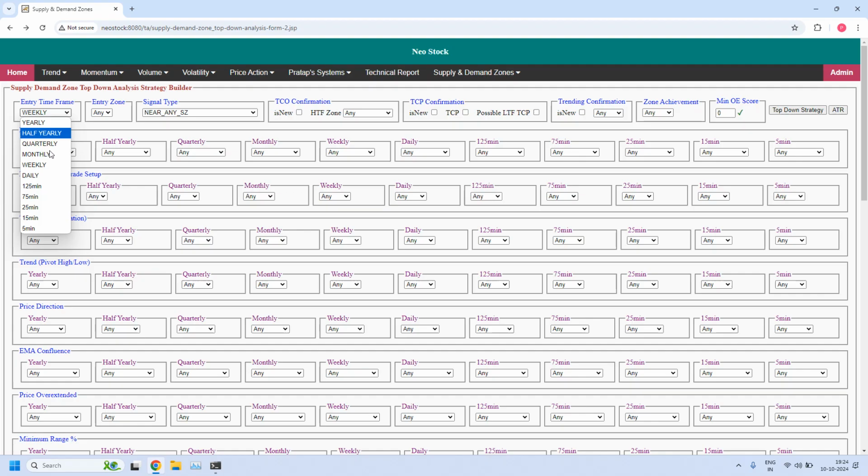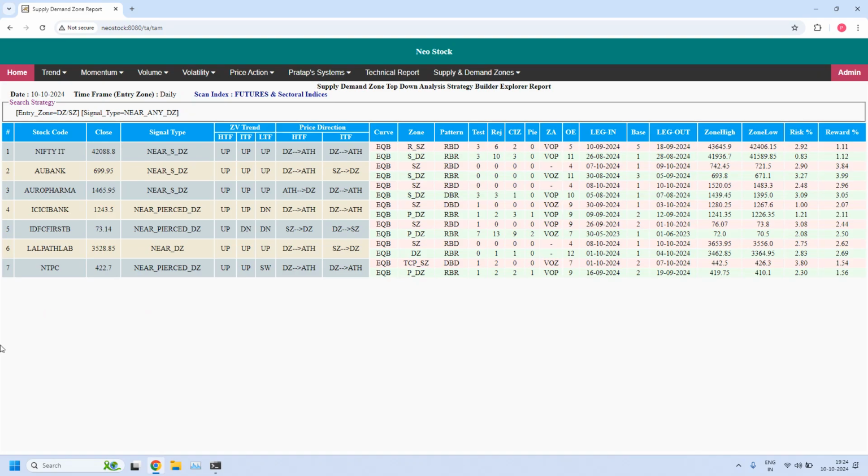Next time frame is daily. Entry time frame daily. Let us find the stocks near daily demand zone. 7 stocks are filtered. Let us identify high liquidity demand zones from this list. NIFTY IT, but it is an indices. AU Bank is having a high liquidity demand zone. Aurobindo Pharma is having a high liquidity zone. That's it. We identified 2 high liquidity demand zones from this list.